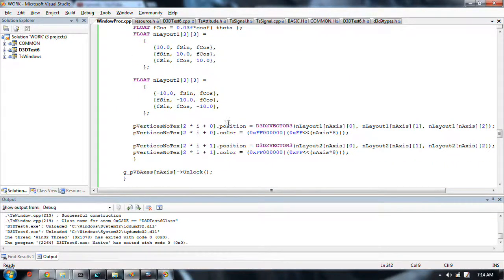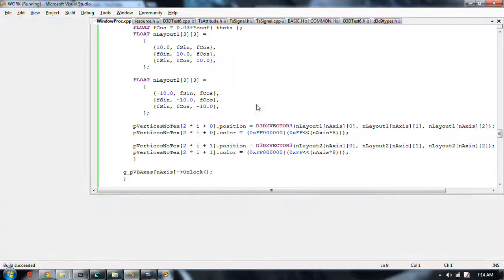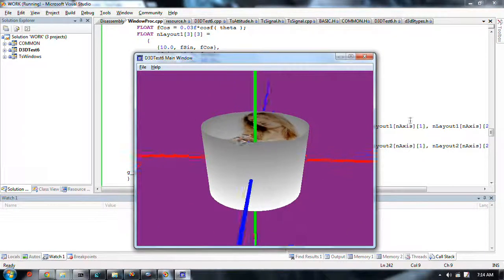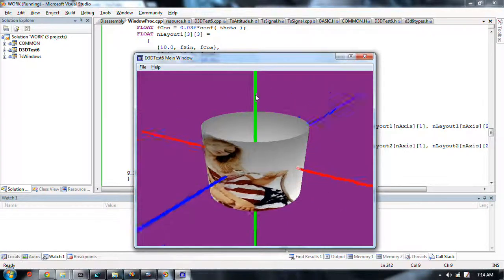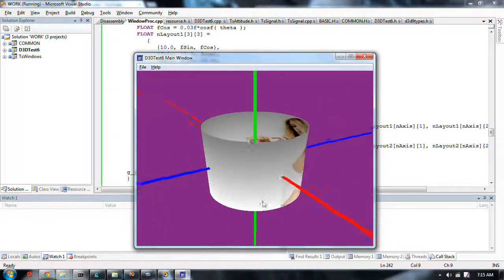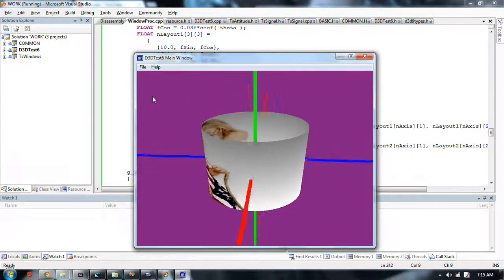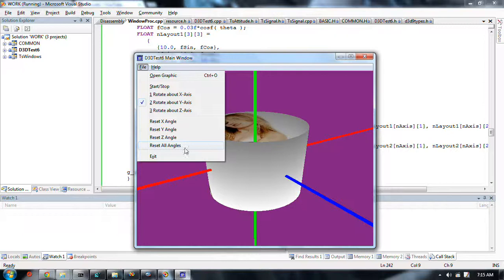Well, here's what I got, eventually. I wouldn't be doing this if I didn't finally get it working. Alright. The y-axis is indeed a green bar. Now, whether or not this is x and this is z, we don't know. We can stop it. And I have a reset all angles.